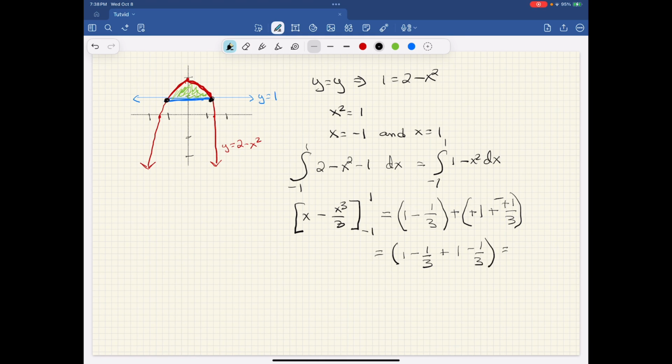And that is going to be, of course, 2 minus 2/3, which is going to be 4/3. So our area in green here is going to be 4 over 3.